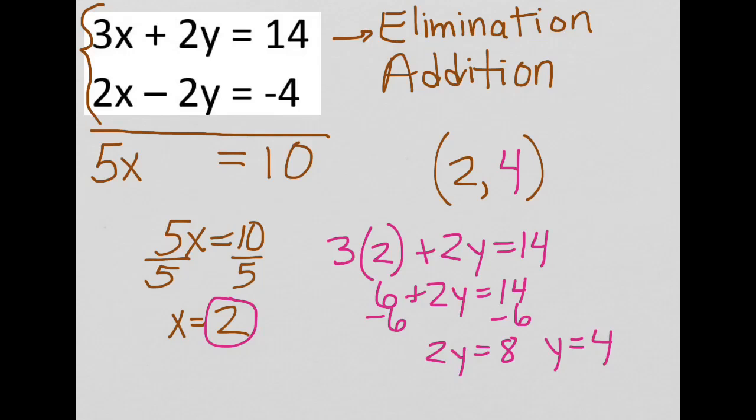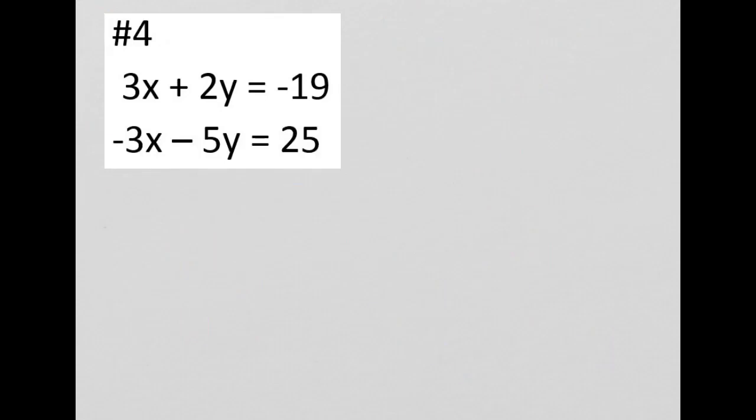Let's do the example from your classwork. This is number 4 on the back. I'm not going to go in order for this classwork. I'm going to start right here with number 4. So we first look at this and we can tell right away that it's set up nicely for the elimination or the addition method, because you can tell by looking at these two variables.